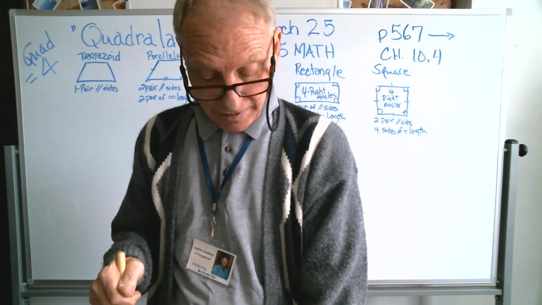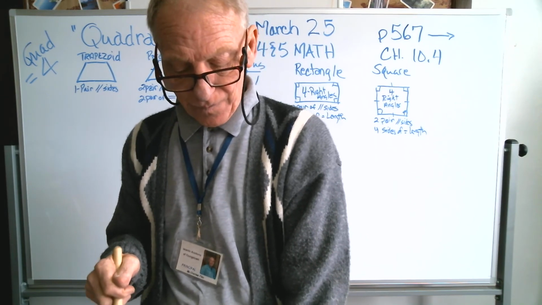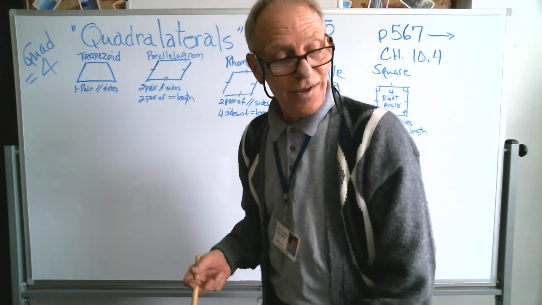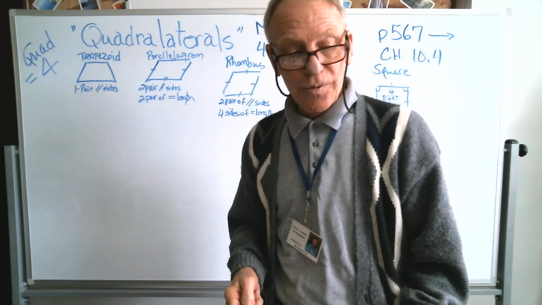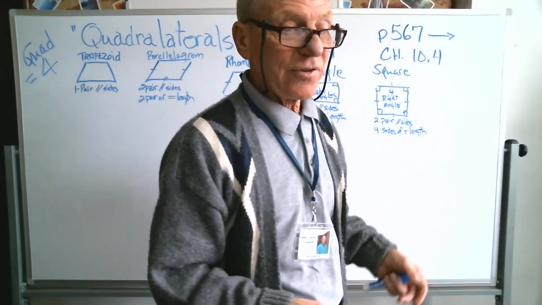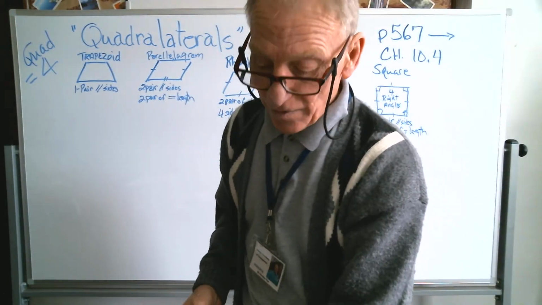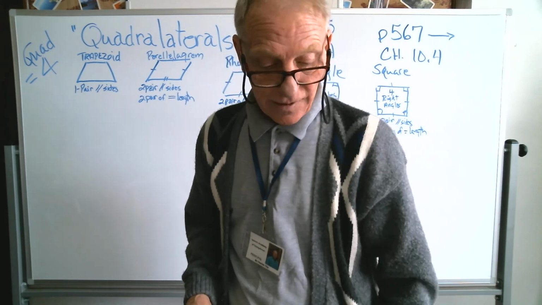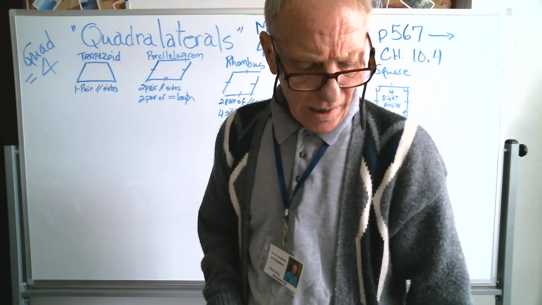Problem number 7, it says, draw and label an example of each type of quadrilateral. So it's going to ask you to do just what I've done here. And I might point out to you that on page 567, where this lesson starts, they have a very good example of what that looks like right there. There are a couple of word problems.